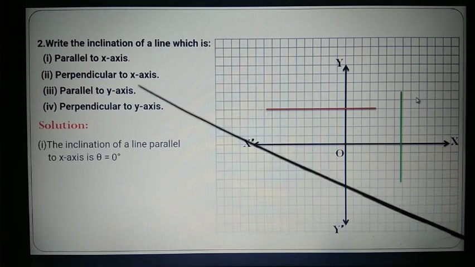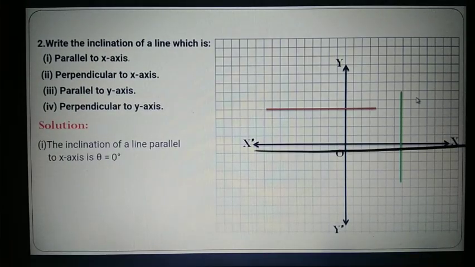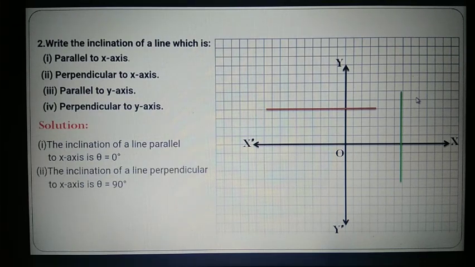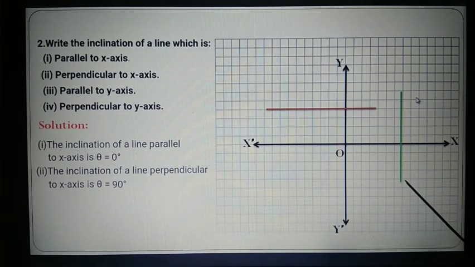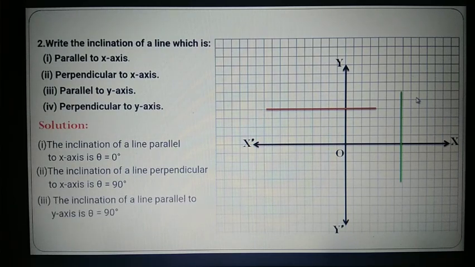Fine. Now next is perpendicular to x-axis. So this is my x-axis, and this green line is the line which is perpendicular to x-axis. Now let us see what is the angle made by this with positive direction of x-axis. It is obviously how much? Since it is perpendicular, it's going to be 90 degrees. Fine. So my inclination is going to be 90 degrees. Similarly, line parallel to y-axis. So the line parallel to y-axis is obviously the green one, right? So again the inclination is going to be 90 degrees, and similarly the last case is going to be 0 degrees. Okay, so pause the video to note down.